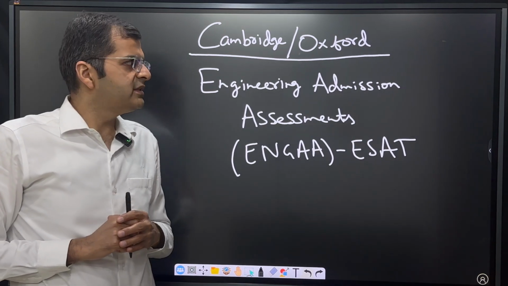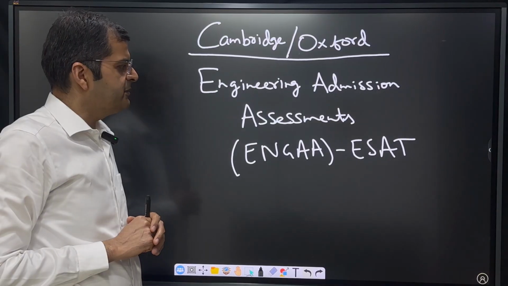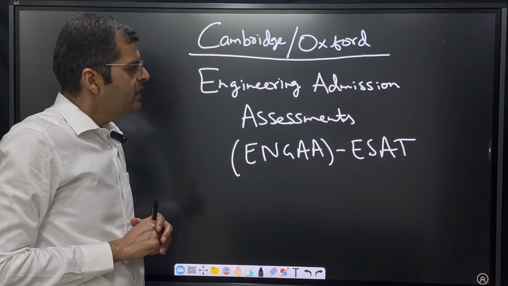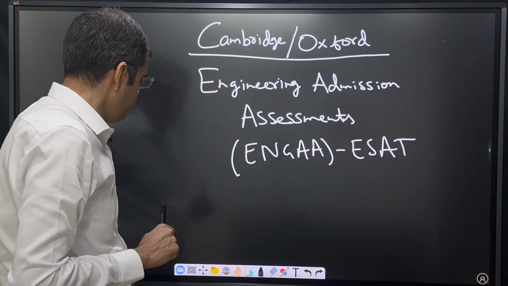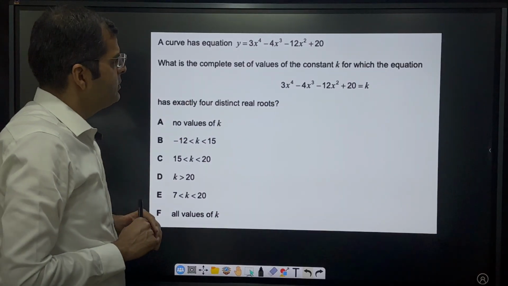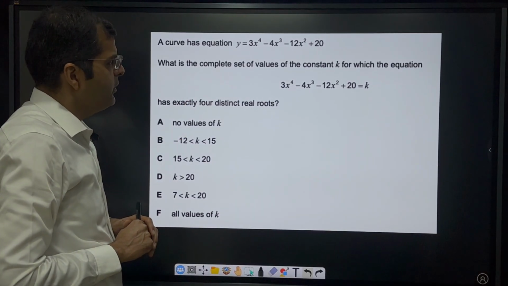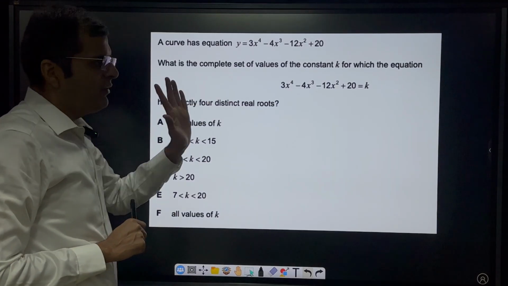Hello friends and students. In this video, we'll cover a question that came in engineering admission assessments, which is the ENGAA exam, now ESAT. Basically, this is an exam you take if you want to do engineering from Cambridge or Oxford. The question says a curve y is equal to 3x raised to 4 minus 4x cube minus 12x square plus 20. This is a curve in power 4.